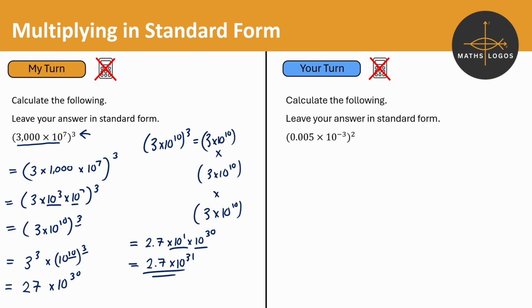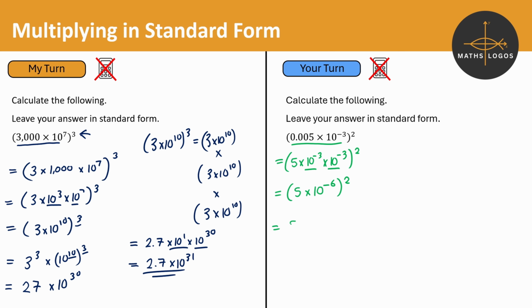So we've got 0.005 multiplied by 10 to the power of negative 3, and we're squaring all of that. Let's go ahead and deal with what's inside our bracket and turn it into standard form. The 0.005 I'm going to write as 5 multiplied by 10 to the power of negative 3. So all I've done is I've changed that bit. I'm still multiplying that by 10 to the power of negative 3, and I'm raising all of that to the power of 2. Go ahead and deal with these powers of 10 by adding your indices together. That gives you 5 multiplied by 10 to the power of negative 6, and we're squaring that.